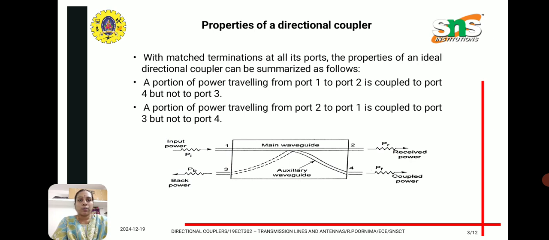A portion of power traveling from port 1 to port 2 is coupled to port 4, but it is not given to port 3. Similarly, it acts in reverse. Power from port 2 to port 1 is coupled to port 3, but it is not given to port 4. So there is one input port, one received port, and also one coupled port and one back power port.